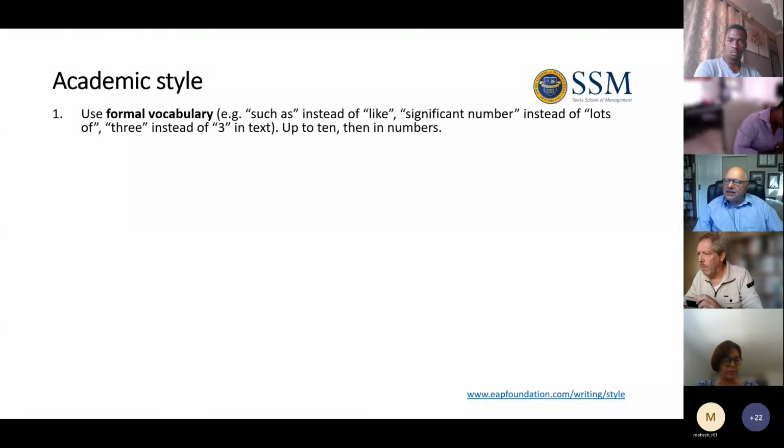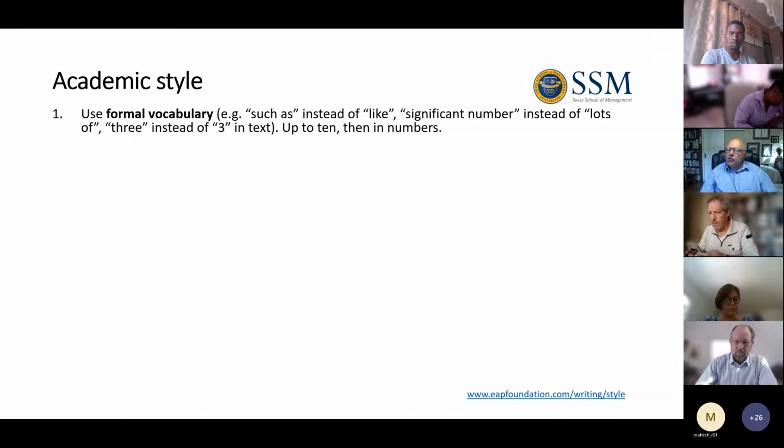And then the other thing, the rules with regards to numbers. In the text, there are exceptions, but in general, for instance, the numbers 1, 2, and 3, up to 10, you would actually write out the word instead of just using the numeric. But after 10, from 11 onwards, you can use the numbers. So there are all sorts of formal rules like this.